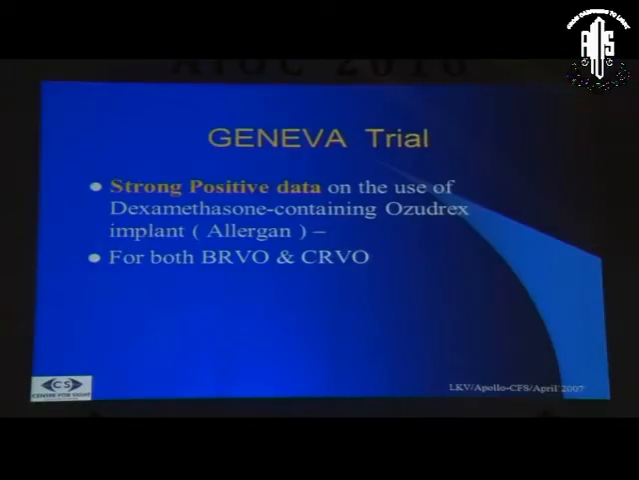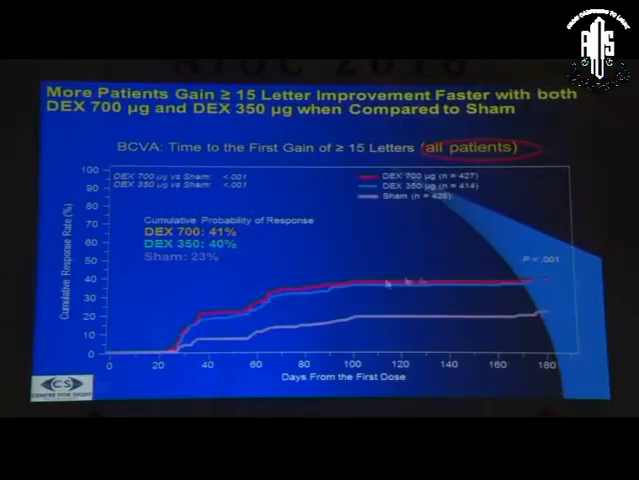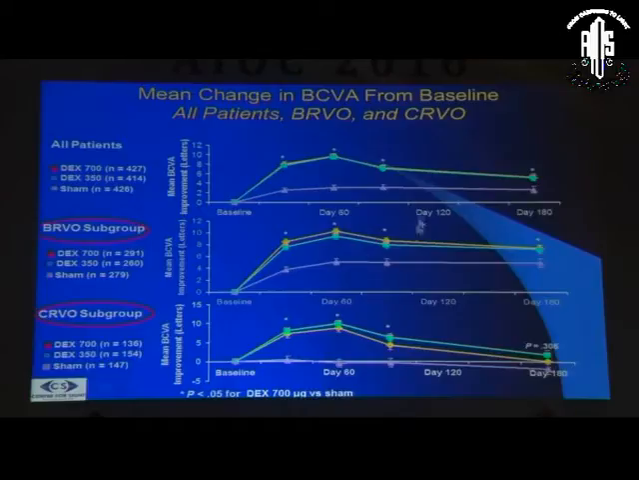The Geneva trial threw strong positive data on the use of Ozurdex, another steroid, which is a dexamethasone implant, for both BRVO and CRVO. This is what the Geneva trial showed. The gap between these two graphs shows the treatment effect between sham and the DEX implant, and you can see there is a huge treatment effect. If you split this into subgroups, please notice that because BRVO patients have a better natural course, even sham starts picking up after a couple of weeks. Whereas in CRVO, which is a bad disease, this continues to go down and down.